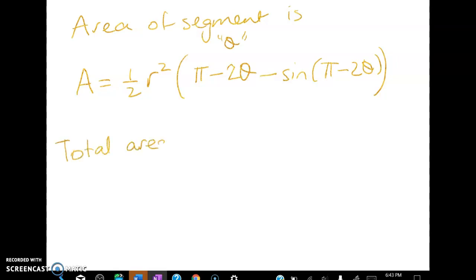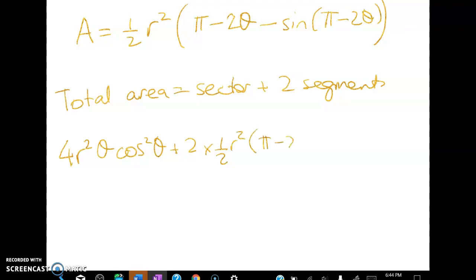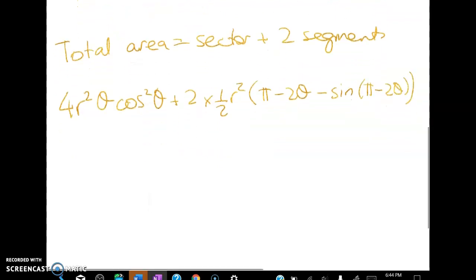So total area equals sector plus 2 segments. So putting everything together that we've got so far, I've got 4r squared theta cos squared theta plus 2 times a half r squared, pi minus 2 theta minus sine of pi minus 2 theta. Usually when I was doing a question like this, I'd probably skip forward and do some steps, but this is so mucky that I'm going to keep going very slowly.